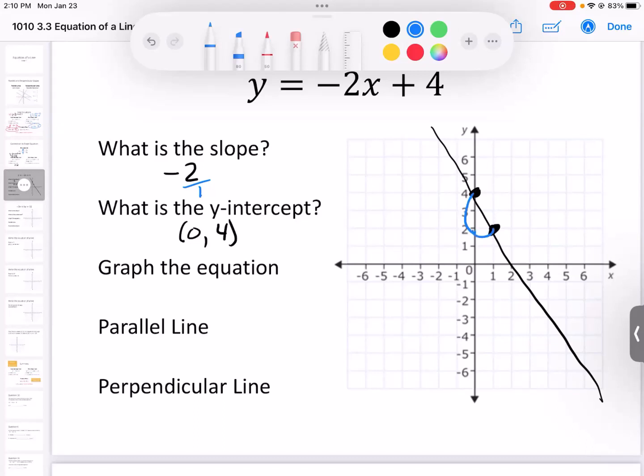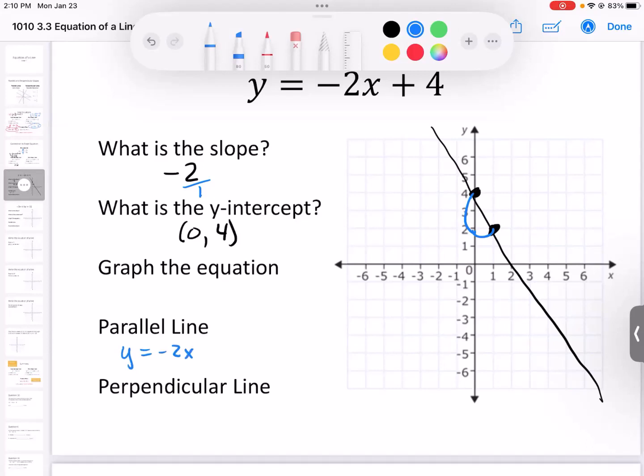So you can kind of do it whichever way makes the most sense for you. But basically, to graph it, you get 2 solutions for your equation. And then if you're asked to find a parallel line, the main thing you just remember with that is that parallel lines have to have the same slope. So you could say my parallel line could be y equals -2x.